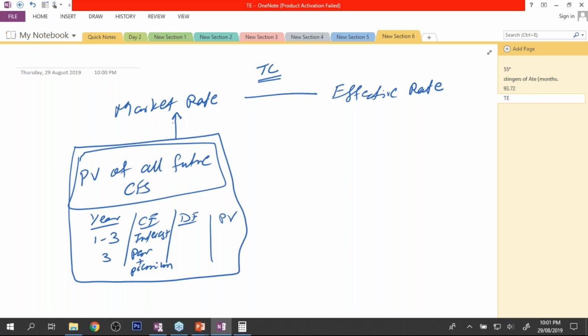So if I exclude the transaction cost from the interest rate, I will get the market rate. Getting the point? Like with like: if there is no impact of the transaction cost in the cash flows, then the rate should also exclude the transaction cost.